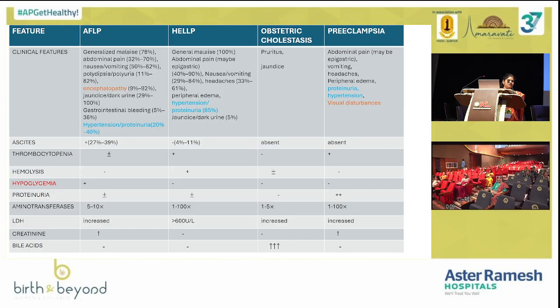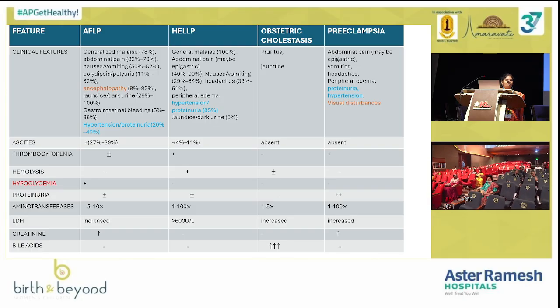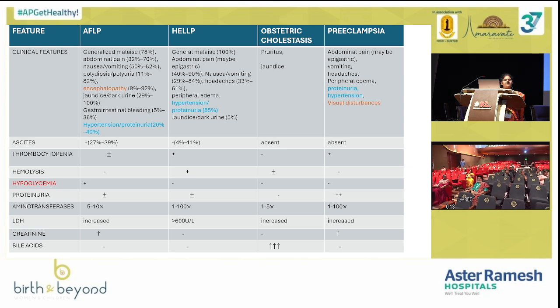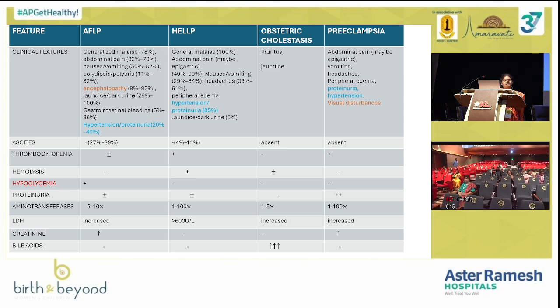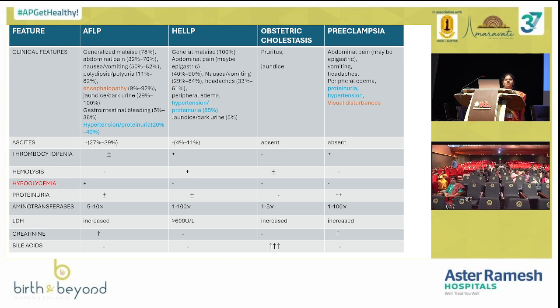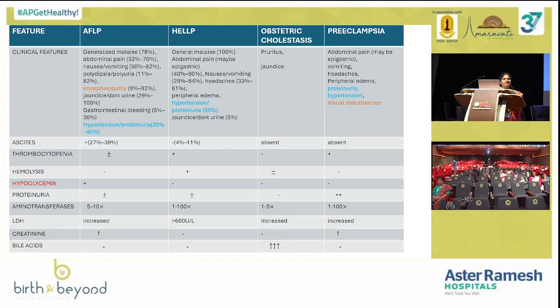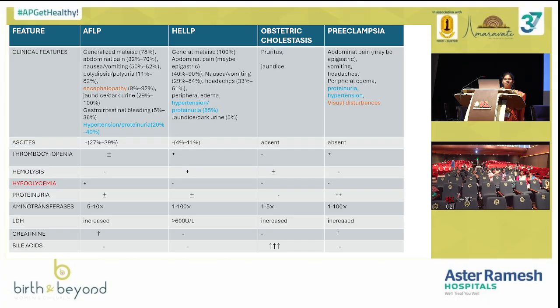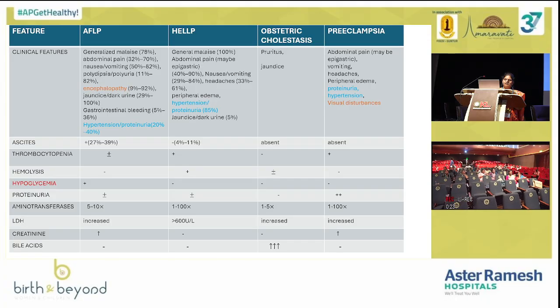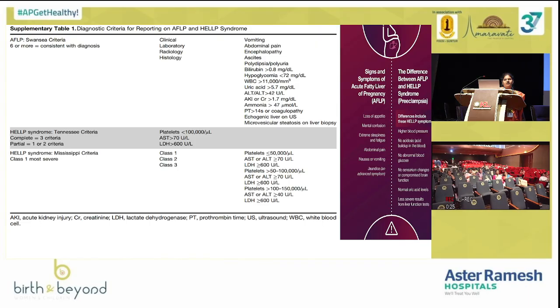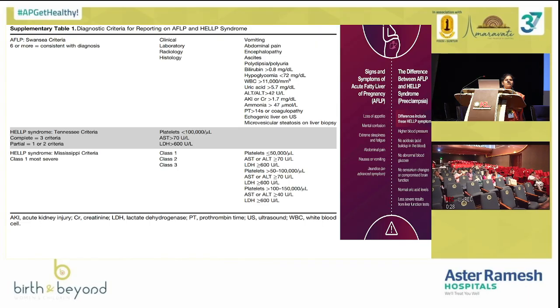So if you see all the features, there is overlapping in all the conditions, and it is very, very difficult to diagnose a single entity based on this. That is why we have certain criteria to diagnose these conditions, to have a high index of suspicion for the diagnosis. Like Dr. Banu said, there is the Swansea criteria for diagnosing AFLP, and we can use the Tennessee criteria or Mississippi criteria for diagnosing HELP.